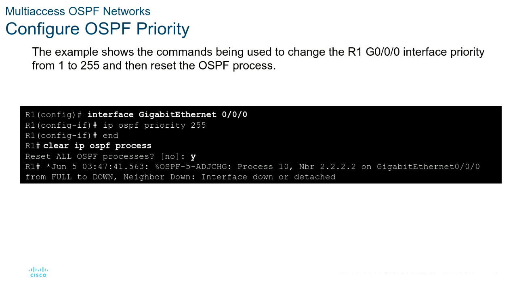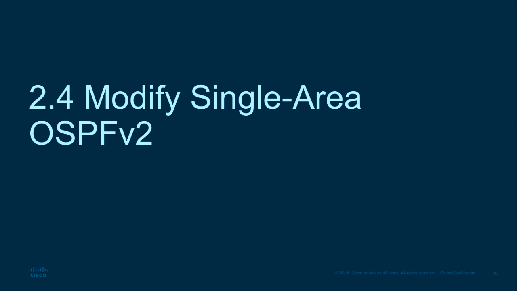So we can configure this. In this case, he's gone to the Ethernet port and he's made it a priority of 255, which is top priority. Then he's typed clear IP OSPF process, and that will on most routers usually reset the process and make it start again. You would have to do that on all the other routers as well at the same time. Then we get a new one.